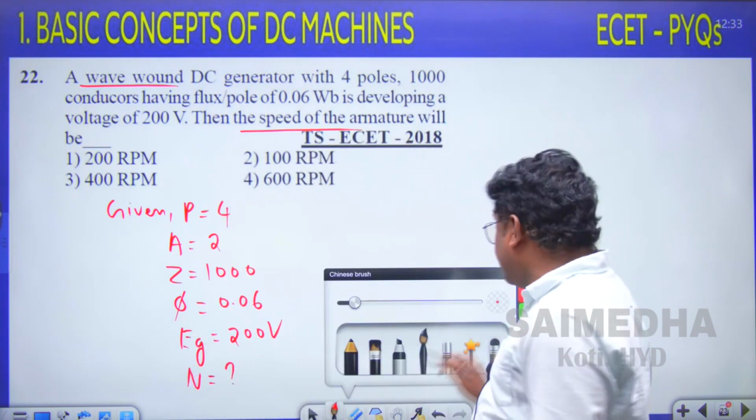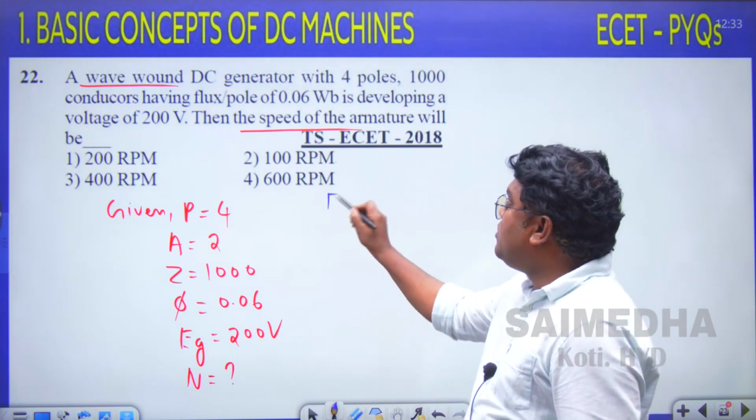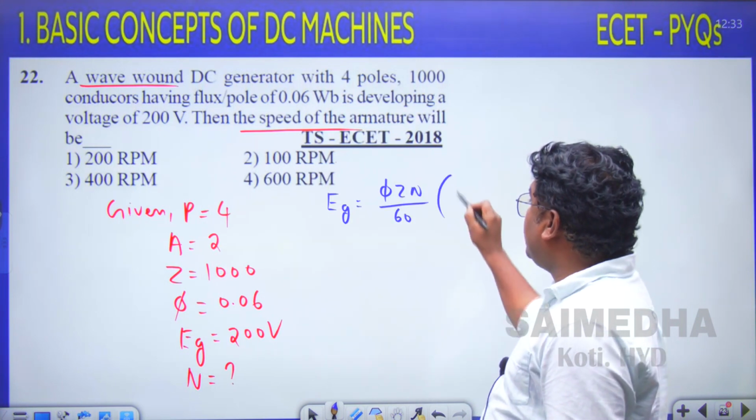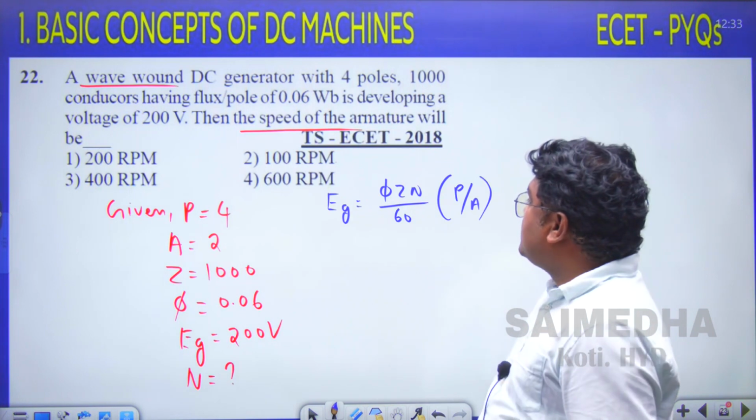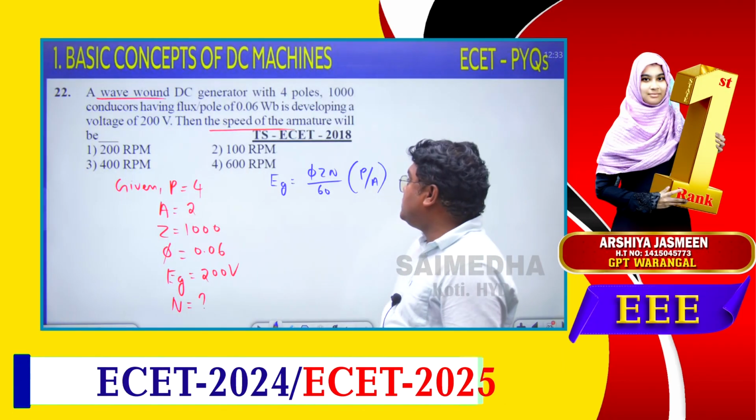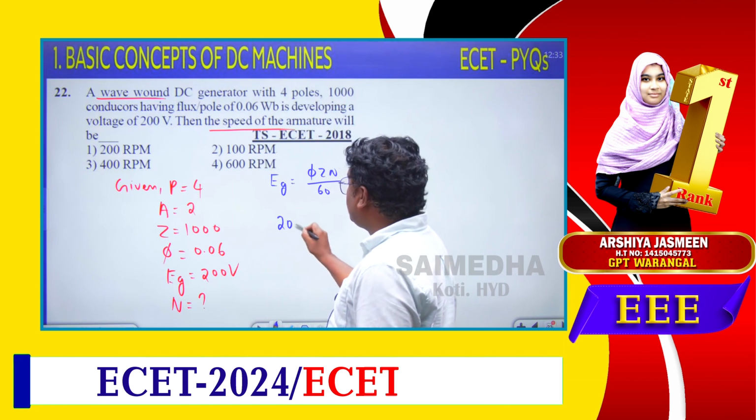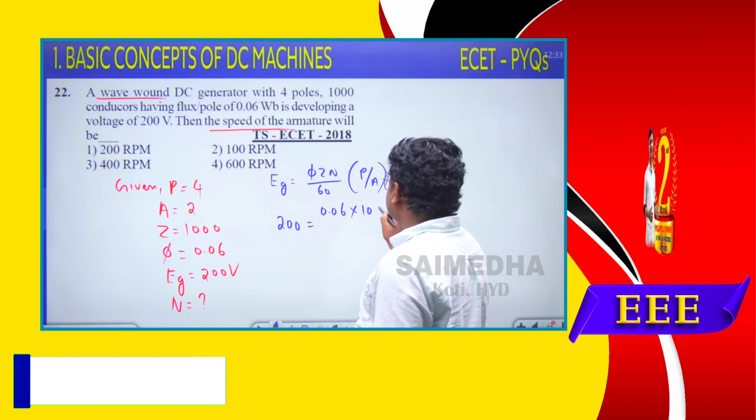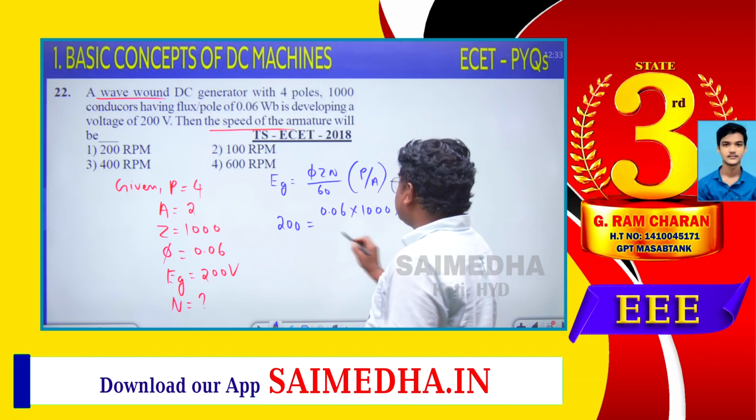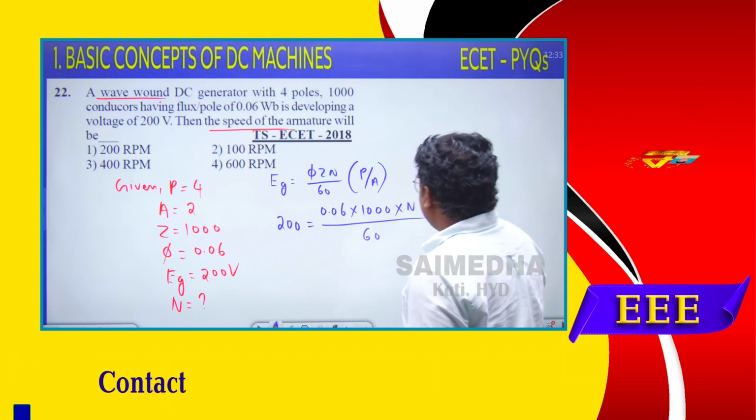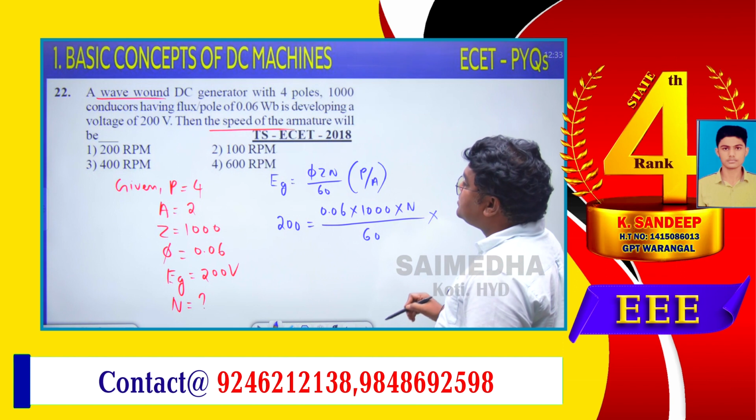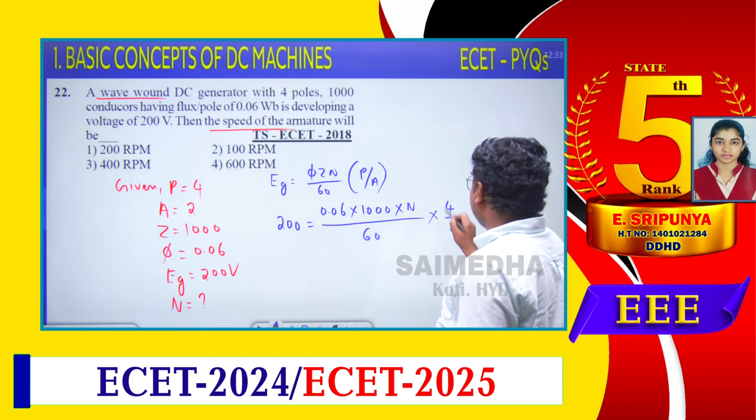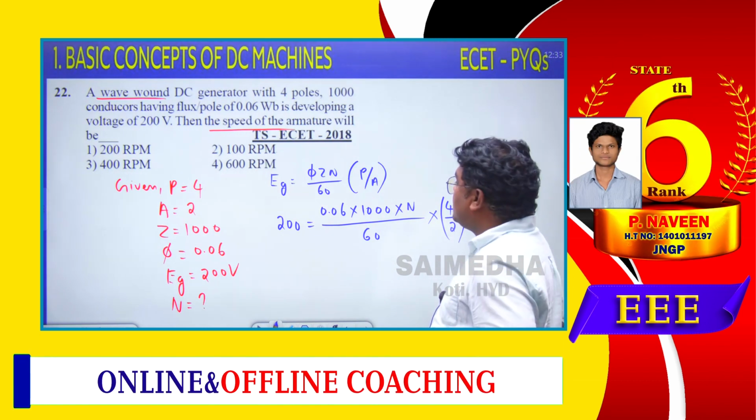So how do we find the generated voltage in the generator? We know the formula: Eg is equal to phi Z N by 60 into P by A. Now just substitute these given values in this equation. The generated voltage is 200, the flux is 0.06, the number of conductors is 1000, and we need to find the speed N, divided by 60 and multiplied by the number of poles, which is 4, divided by the number of parallel paths, which is 2. So just substitute.